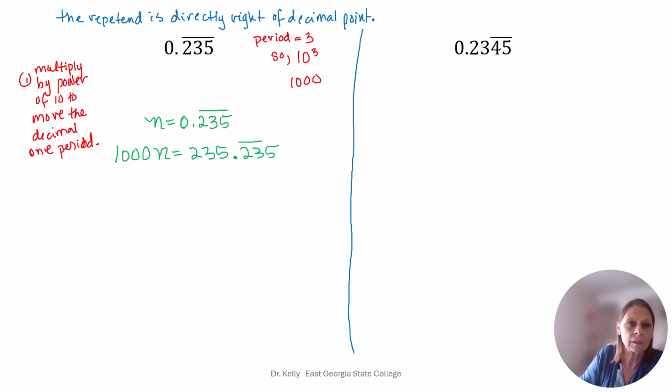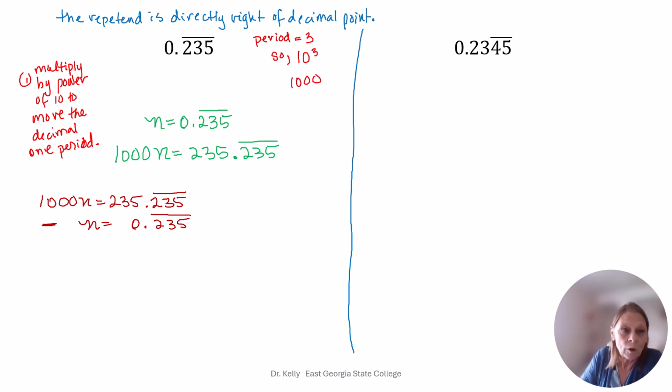235.235, still repeating. Now we can put that together for our equation, and of course we're going to take the large number on top here. So we have 1,000n is equal to 235.235 repeating, minus our original n, which is n is equal to 0.235 repeating. Now you can see how this trick works. We're going to eliminate the repeating decimals.